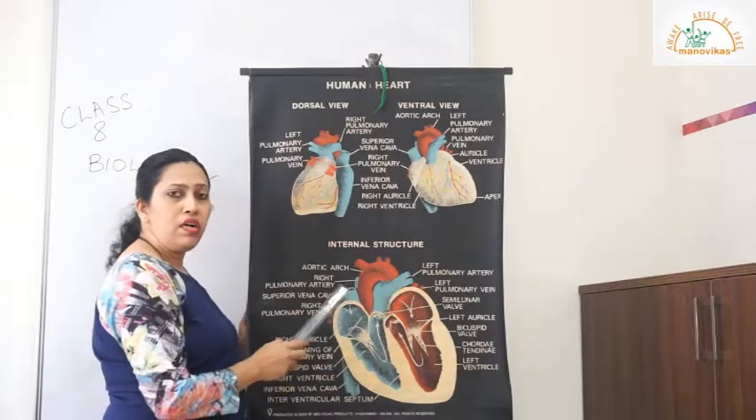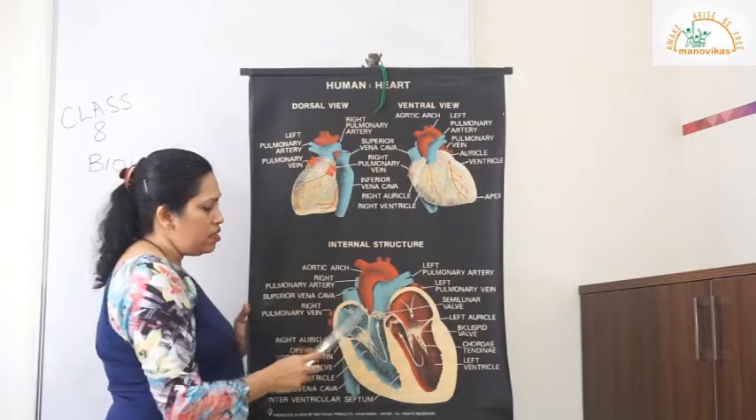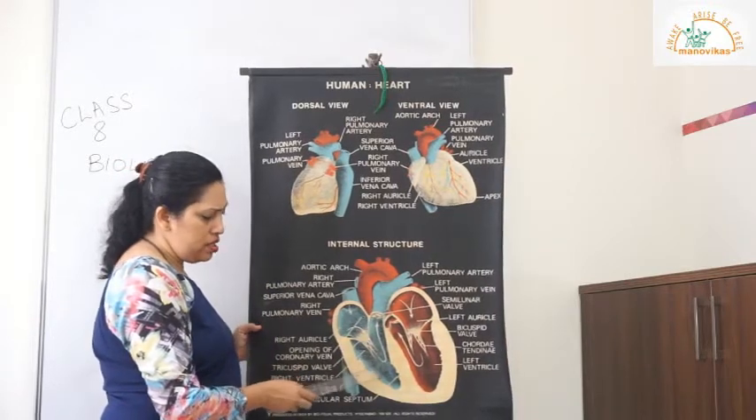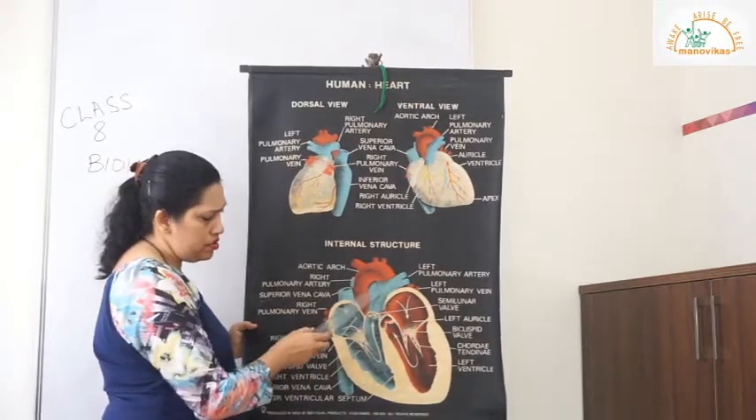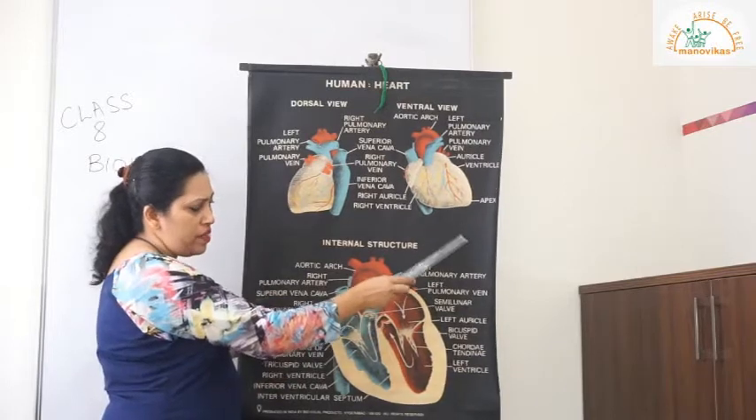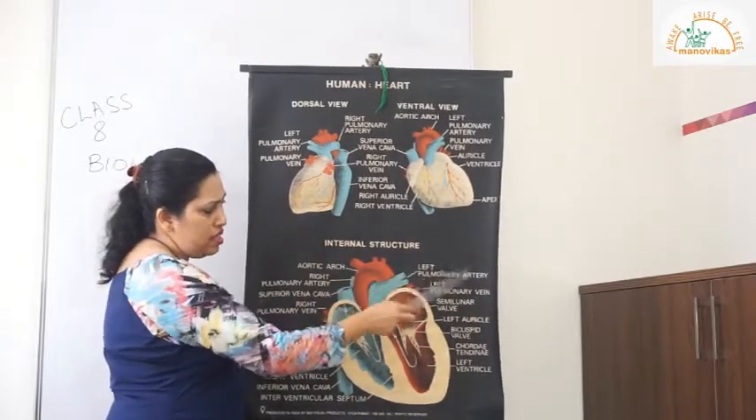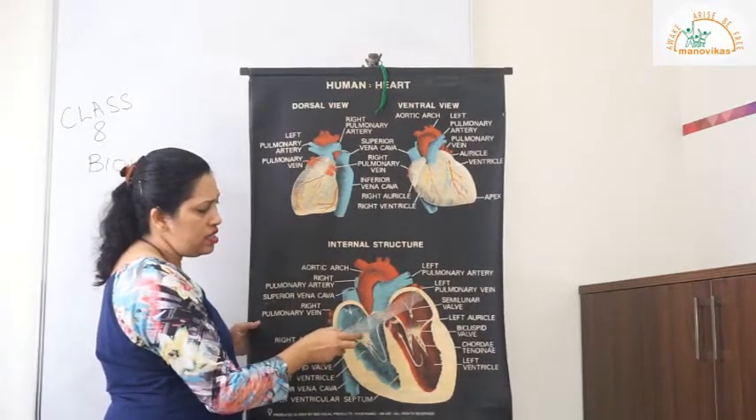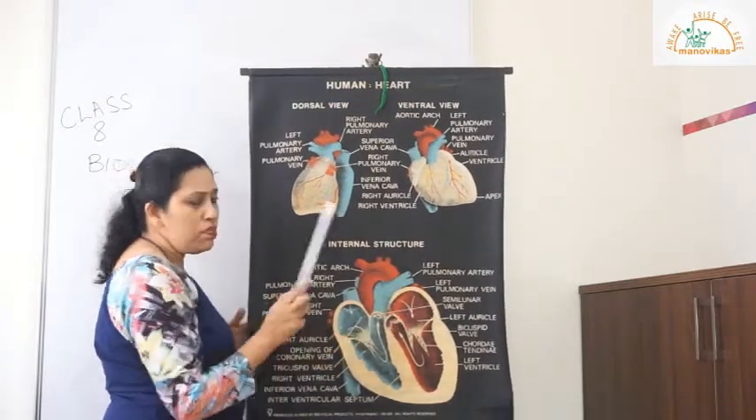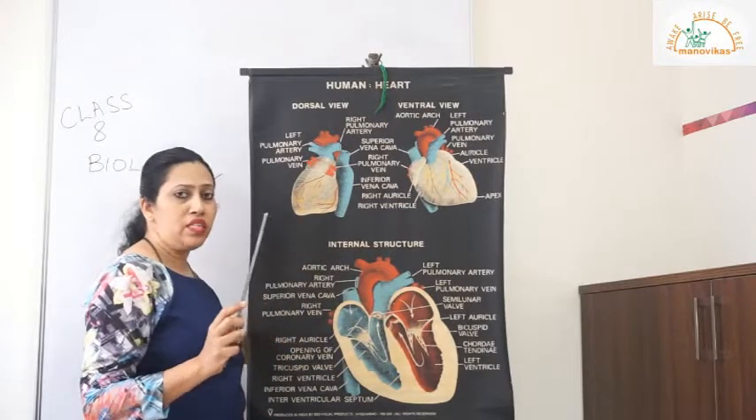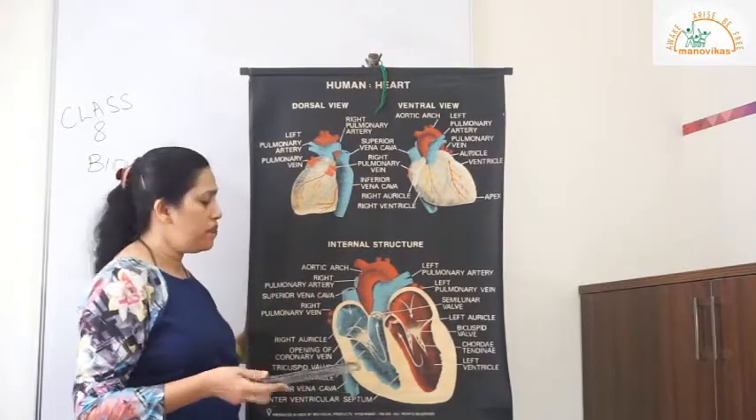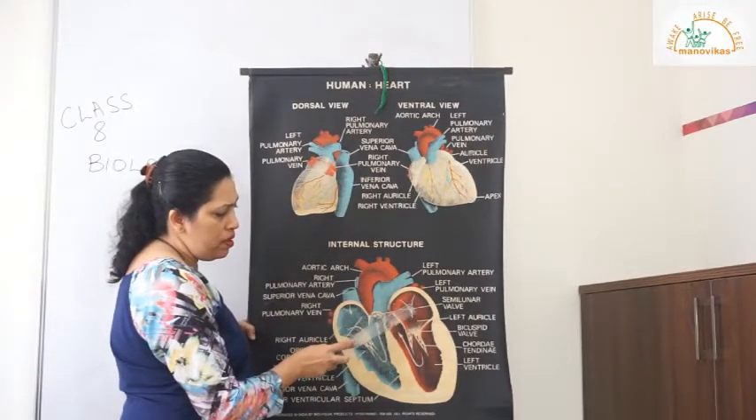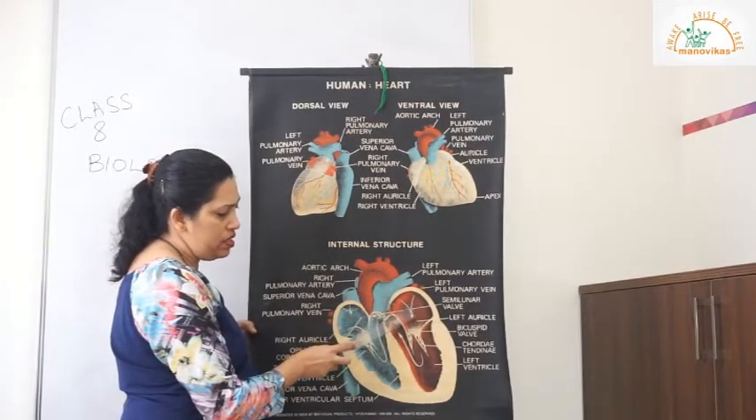So you have to know the arteries well and the veins. Here it starts from the right auricle to the right ventricle to the pulmonary artery to the lungs. Just consider here the lungs. From the lungs it comes back to the heart, that is the left auricle. This much is pulmonary circulation. Pulmon means lungs.